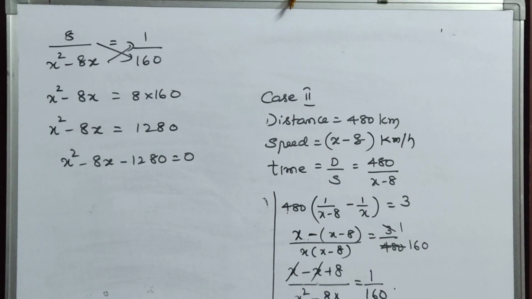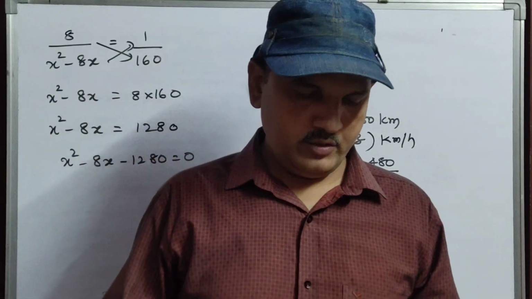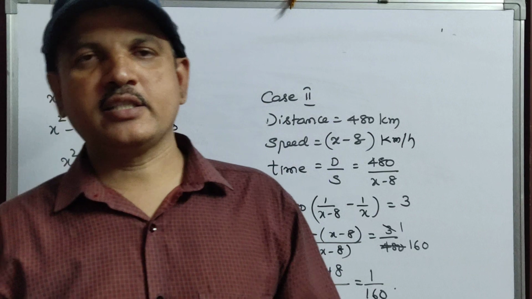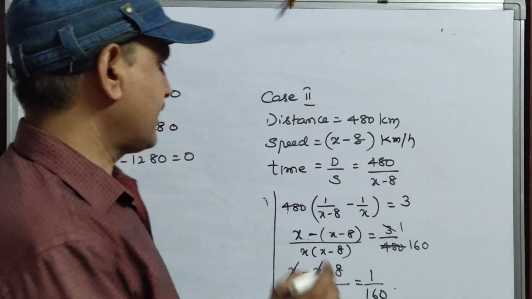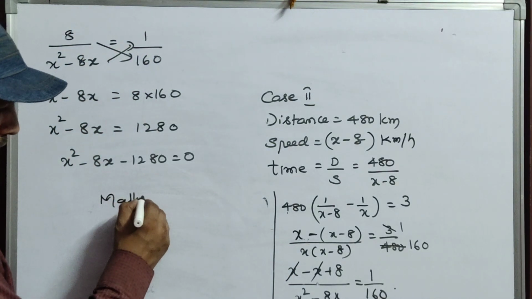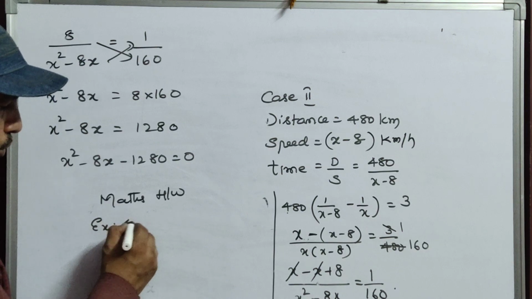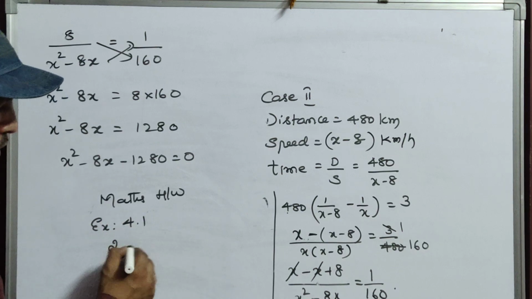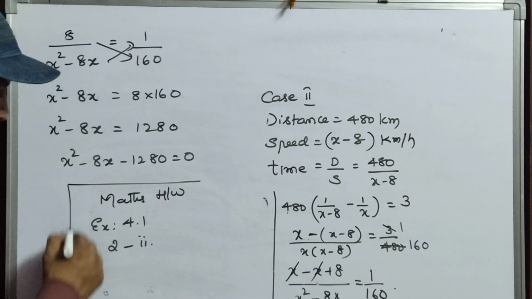Now by this we completed exercise 4.1, and tomorrow we are going to start exercise 4.2. And the homework, you know what? Maths homework: exercise 4.1, second Roman, second sum. Only one sum I gave as homework. So that is your maths homework.